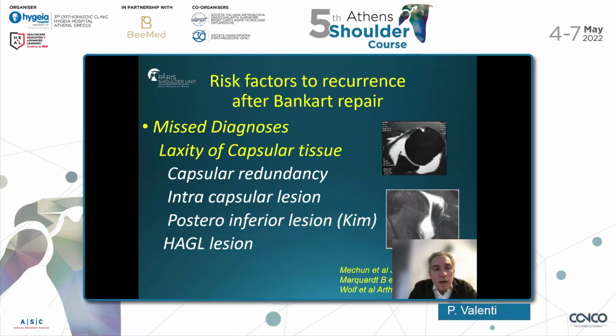Another point is the laxity of the capsule. And sometimes there is no labrum lesion, but there is a capsular redundancy, there is an intracapsular lesion. We have to look for a posterior inferior lesion after a Bankart or a HAGL lesion. On a HAGL lesion, if you do a Bankart, you have a risk of recurrent dislocation.